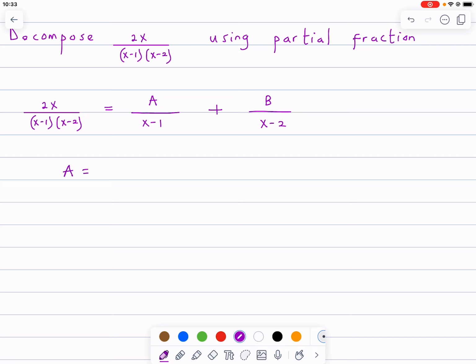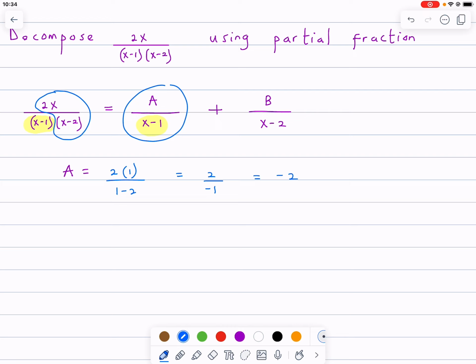So to find my a, since this part is not defined, if I plug in 1 there, I'm going to get 0. So I'm going to exclude that part, because if I plug in 1 there, I'm going to get 0. I'm going to plug in 1 into the other part. So to get my a, I'm just going to plug in 1. Then this is just going to be 1 minus 2. This is going to be 2 over negative 1. This is negative 2. That's my a.